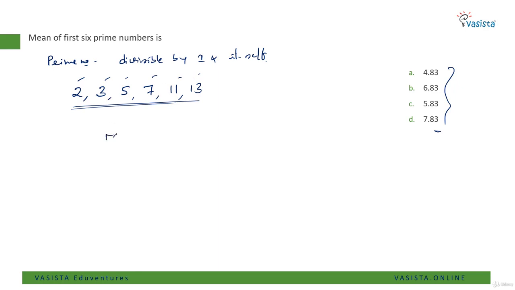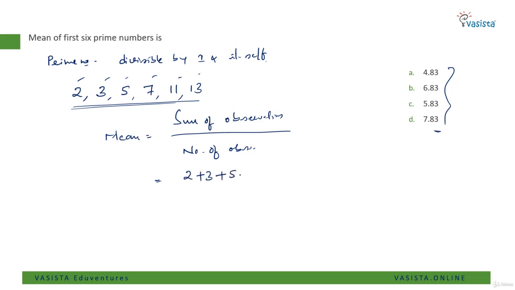Now we know what the mean is. Mean is nothing but the sum of observations divided by the number of observations. So you need to sum it here: 2 plus 3 plus 5 plus 7 plus 11 plus 13, divided by the number of observations, which is going to be 6.